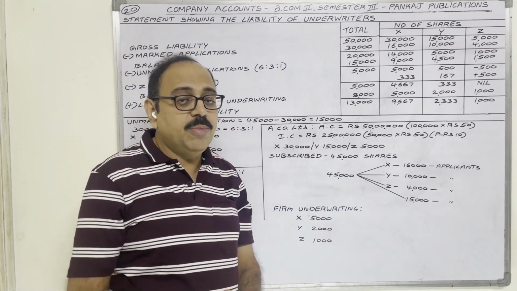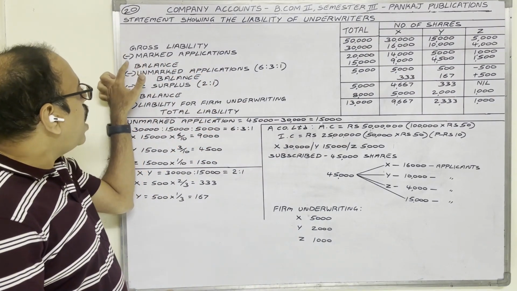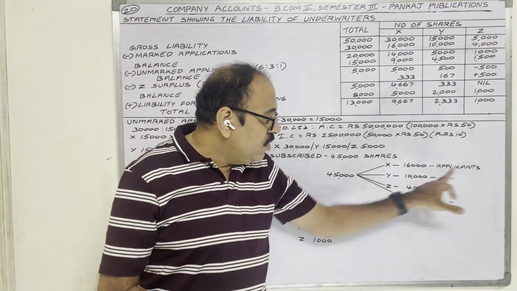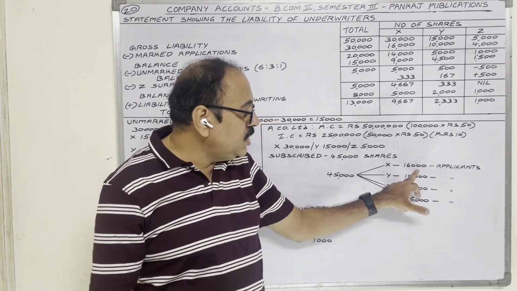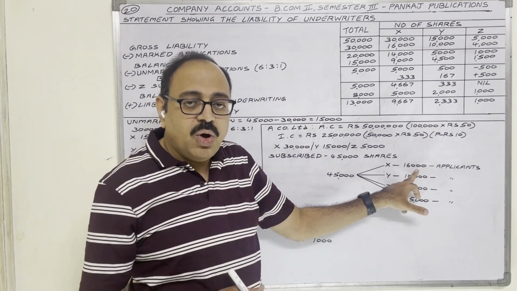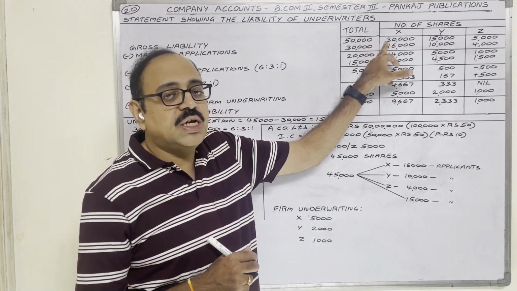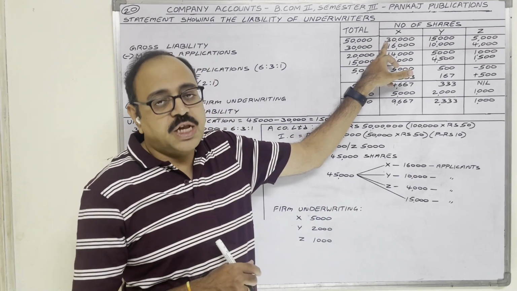From this gross liability, we have to subtract marked applications. With the help of X, the first group of applicants purchased 16,000 shares. The underwriting agreement with X is that X has to buy 30,000 shares if people fail to subscribe the shares.